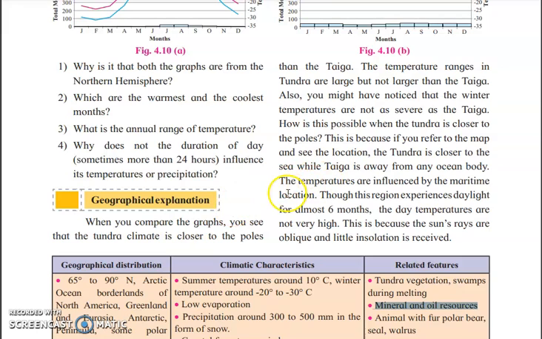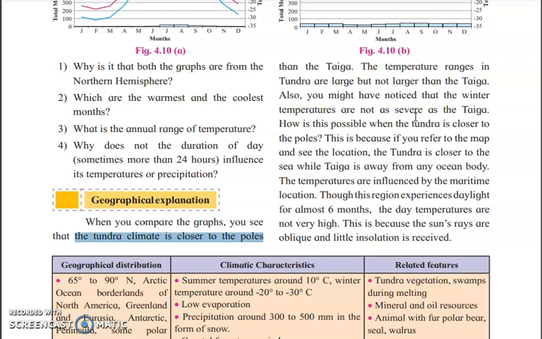Let us read the next topic regarding the tundra region. The tundra climate is very close to the poles. As I said, once we start moving from the equator, we are moving towards the pole. The high latitudinal region comes directly towards the pole. Tundra is closer than the taiga region. The temperature range in the tundra is large, but not larger than the taiga. You may have noticed that the winter temperature is not as severe as in the taiga.